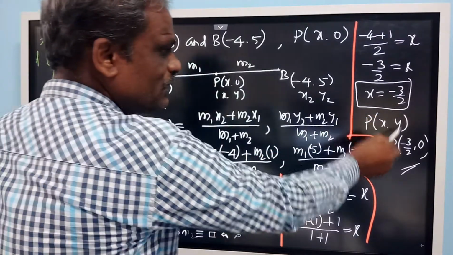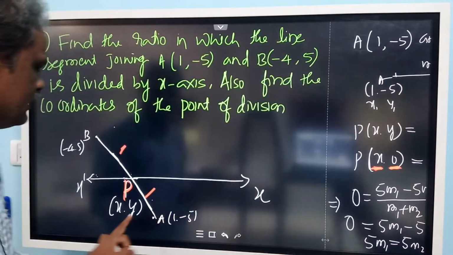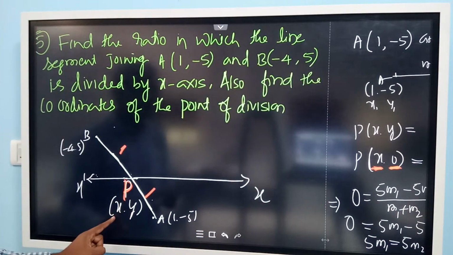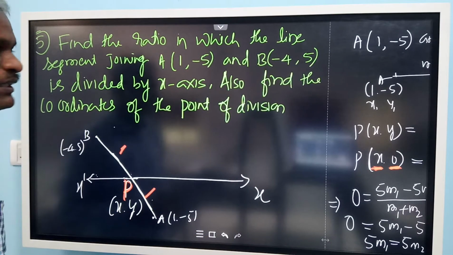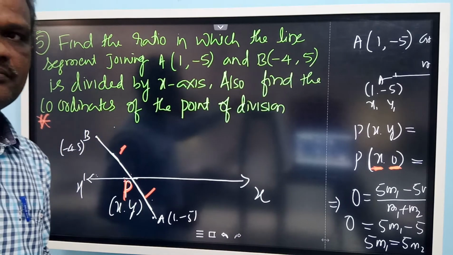So this minus 3 by 2 is the x value, y value is already known, it is 0 because it is a point on the x-axis. This is 0, this is minus 3 by 2. So that's how you can find it. It's an important question. Any doubt, you can ask me.